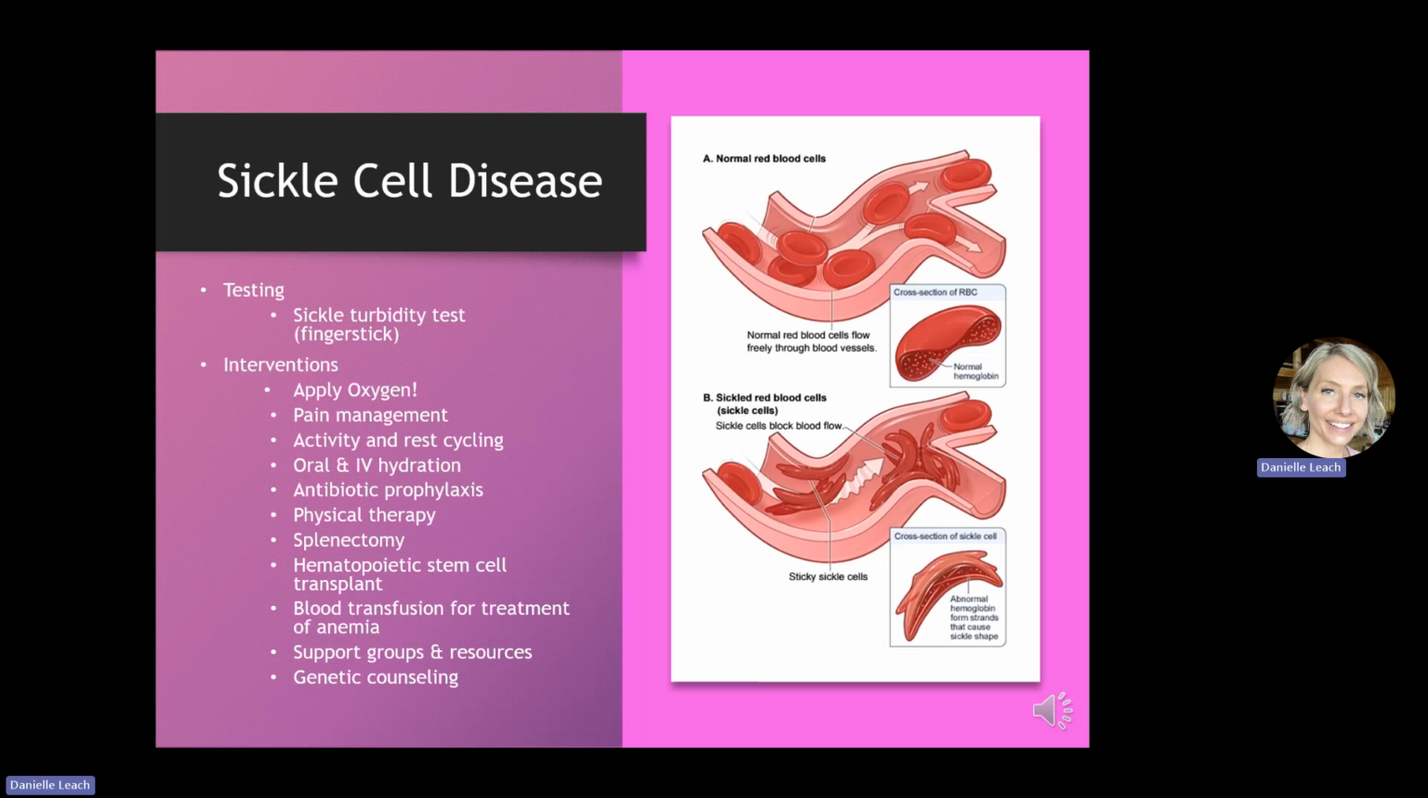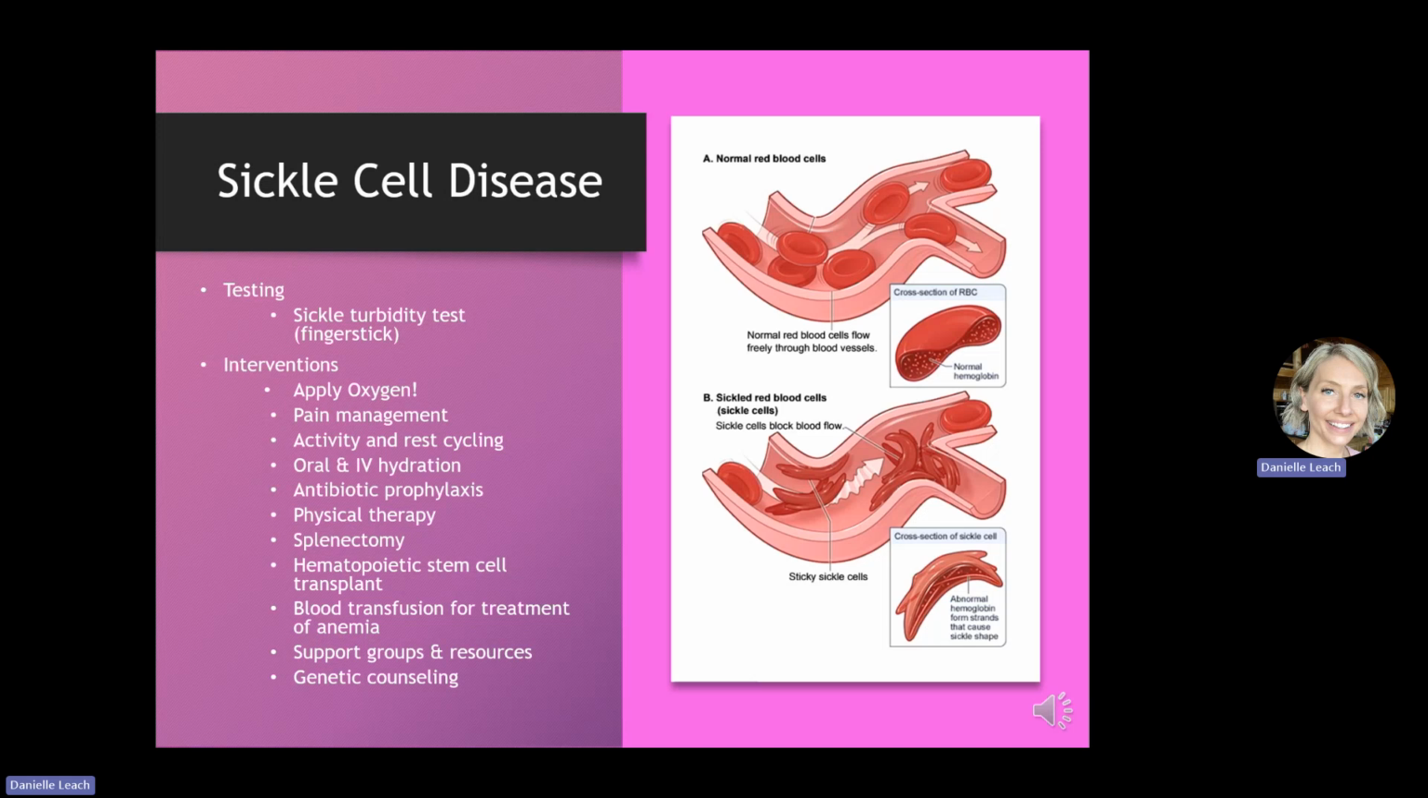The first thing is ABCs. They have these sickle-shaped cells. They're not getting oxygen to their tissues, so we want to apply oxygen first off. Yes, they are usually in intense pain, so our next step is pain management, giving them whatever sort of pain medication or non-pharmacological pain treatments that we can. We may need to do activity and rest cycling, basically meaning letting them have periods of rest, and then having them do periods of activity like walking down the hall.